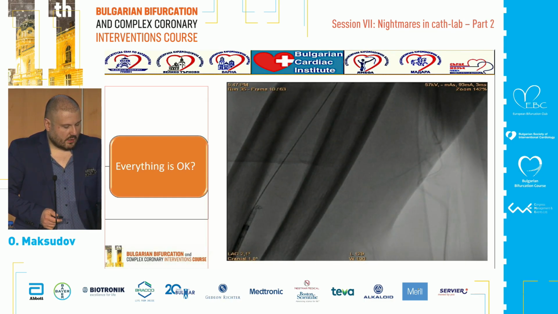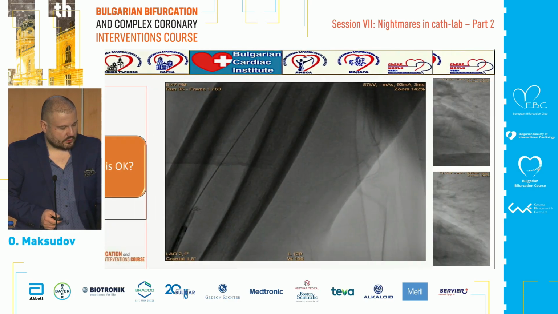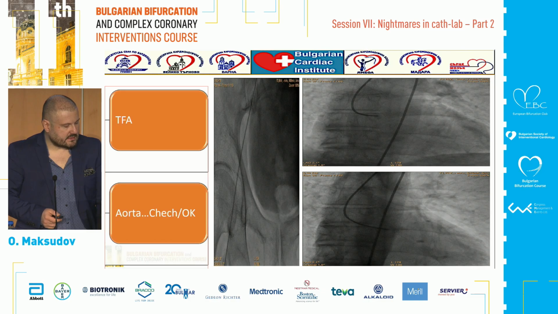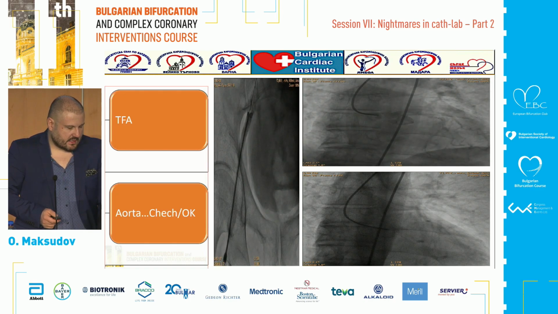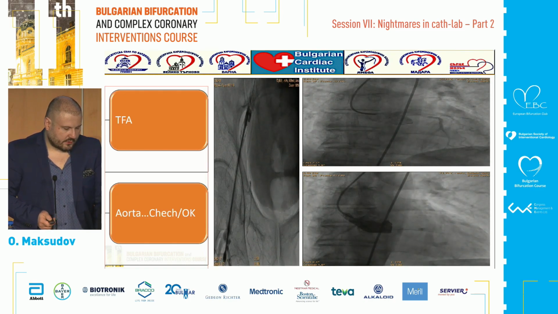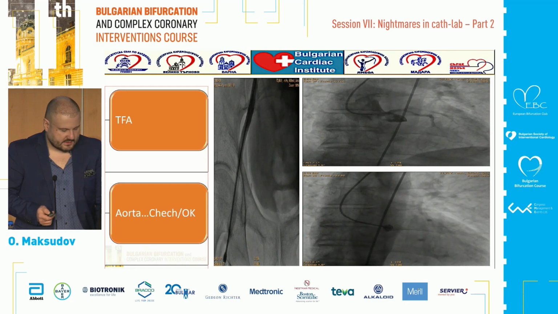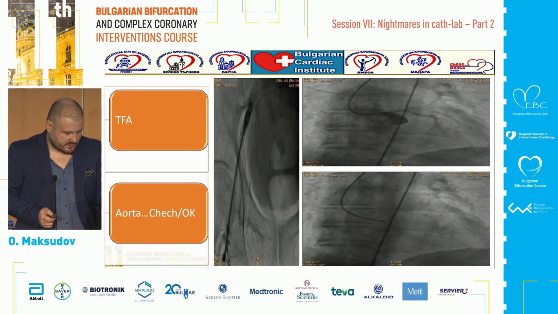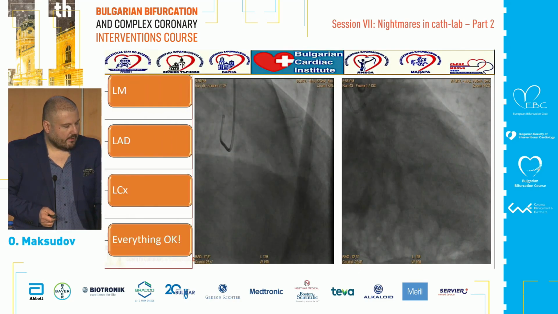So we had to continue the procedure. We took another access, transfemoral access, 6 French. First of all, we checked the aorta to see if there was any problem and any aortic dissection. There wasn't any.